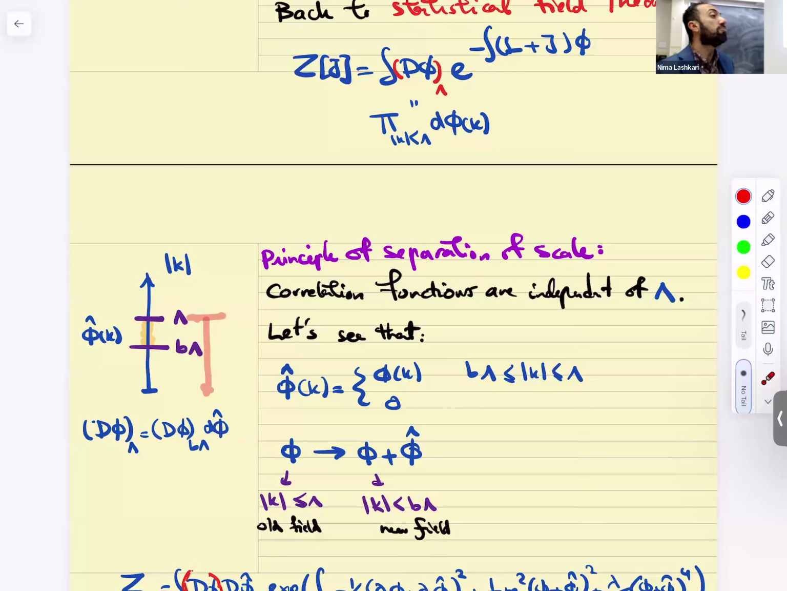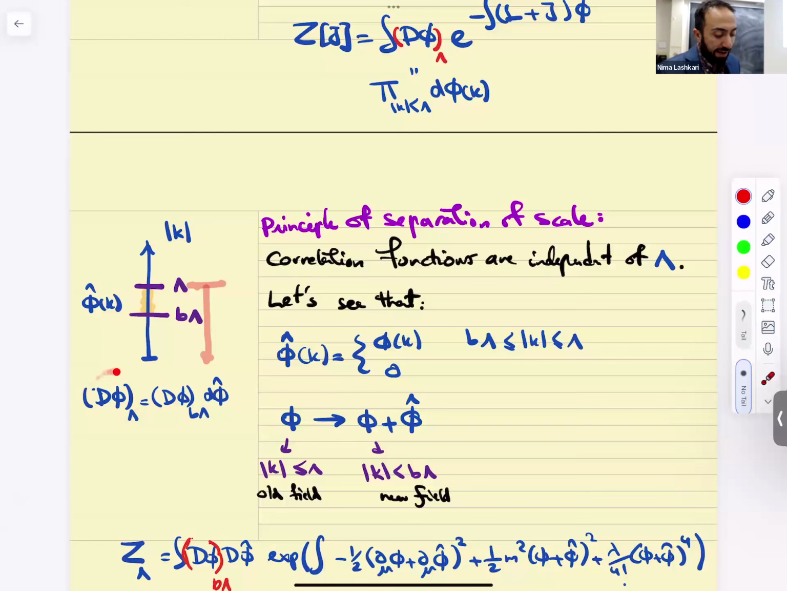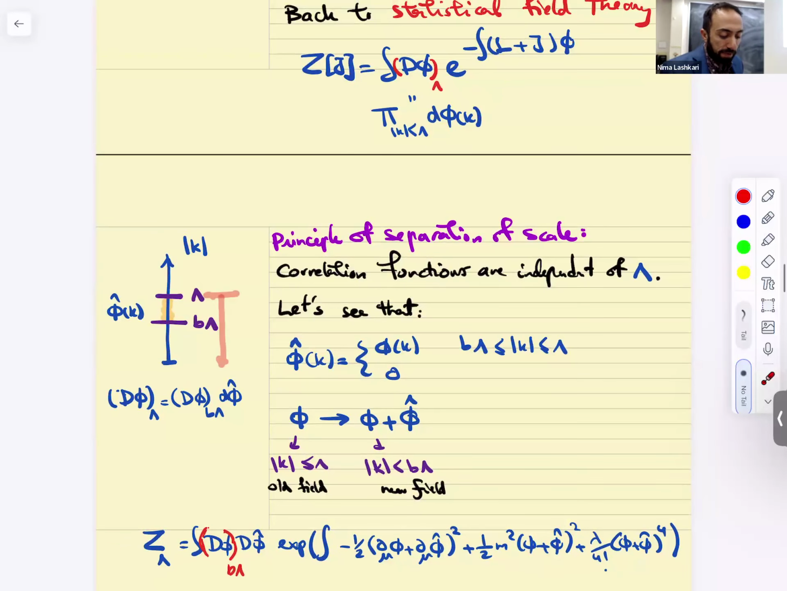That corresponds to shifting the cutoff, right? I'm just going to take my path integral with cutoffs less than lambda, separate the part of the integral that has to do with modes between b lambda and lambda, and give that a name, phi hat. Hat doesn't mean operator, right? Just give it a hat name, phi hat. And write this set of integrals as a bunch of less integrals multiplied by this particular integral.